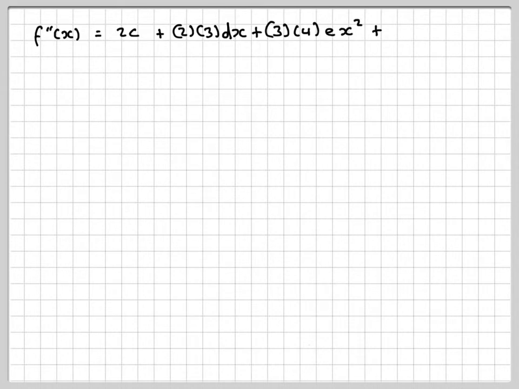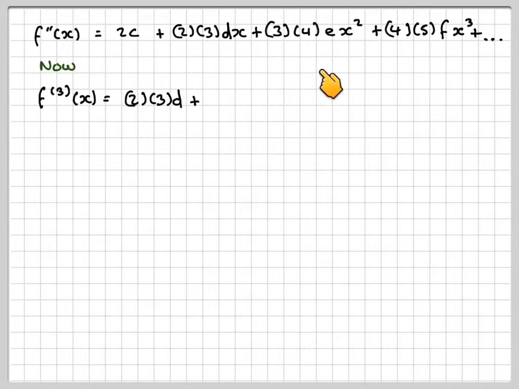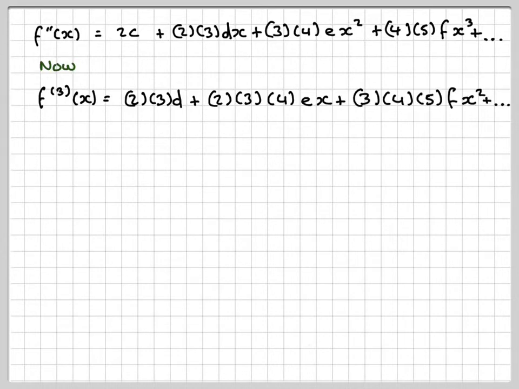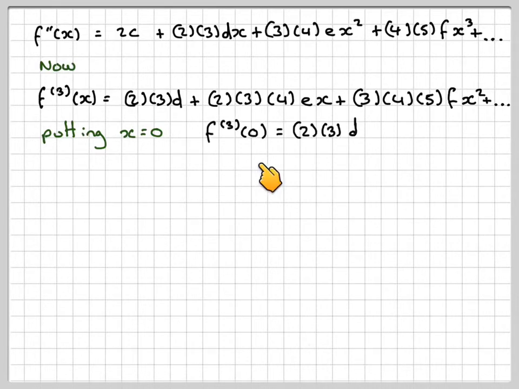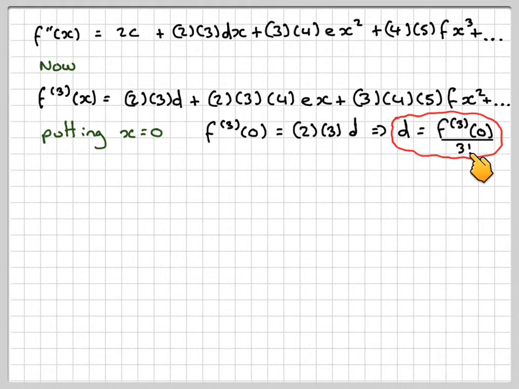Okay, so what we're going to do now is differentiate again. The 2c will disappear, and we'll end up with 2 times 3 times d plus 2 times 3 times 4 times ex plus 3 times 4 times 5 fx squared. And if we now put x equal to 0, these terms will disappear and any after, and we'll get the third derivative at 0 is equal to 2 times 3 times d, and we can say that d is the third derivative at 0 divided by 3 factorial, because 2 times 3, we haven't written the 1 in, but 2 times 3 is 3 factorial.